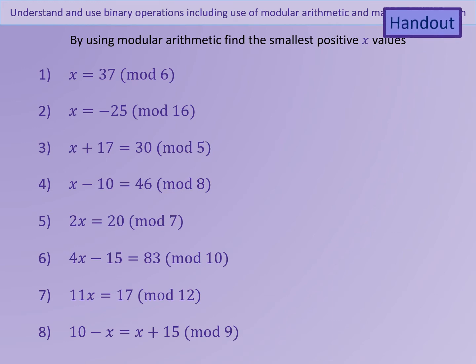Another way of doing it is to keep subtracting multiples of 6 until you are in the range from 0 to 5. So in other words, until you cannot take away multiples of 6 anymore. For some of the more complicated ones, you may need to add multiples of whatever n is. You may need to use some trial and error for some of the later ones as well.